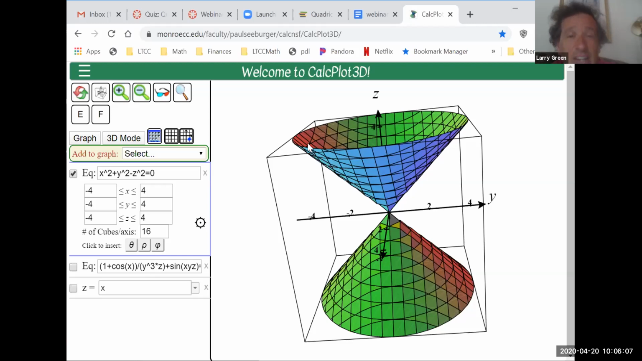So that's a cone, and it turns out in math, a cone is symmetric about the plane. So notice there's a top cone and a bottom cone. We still call that a cone. Okay. Now, do you remember there was something called conic sections?